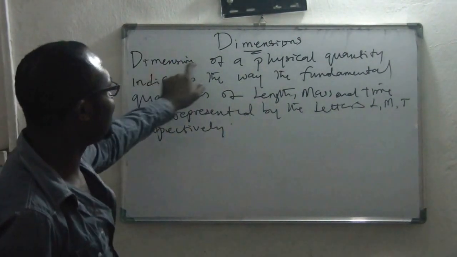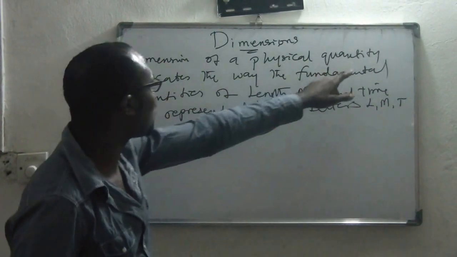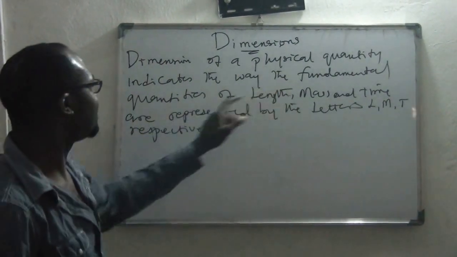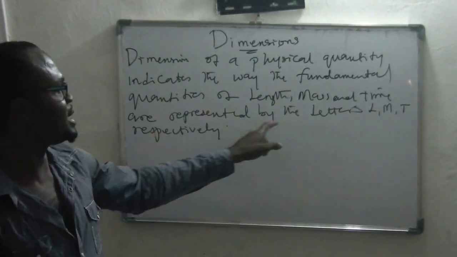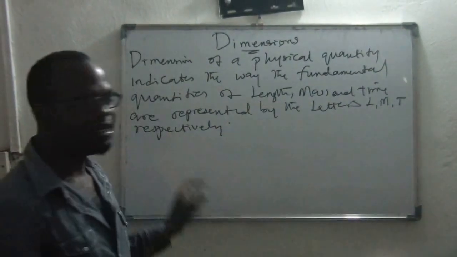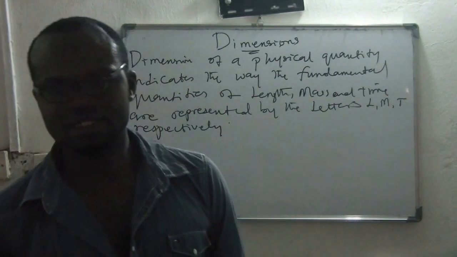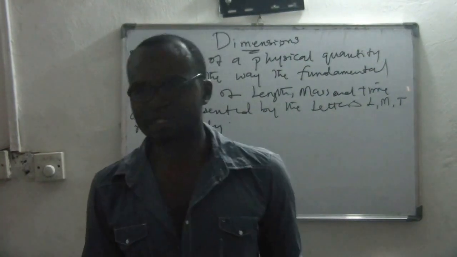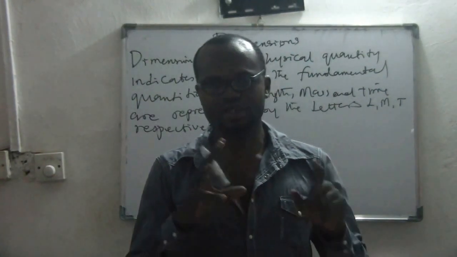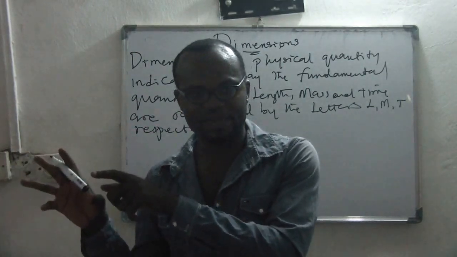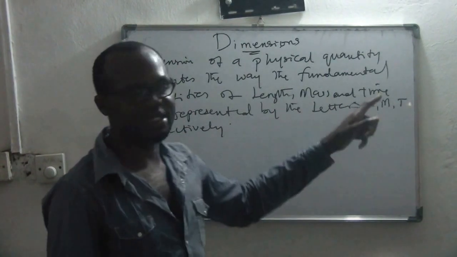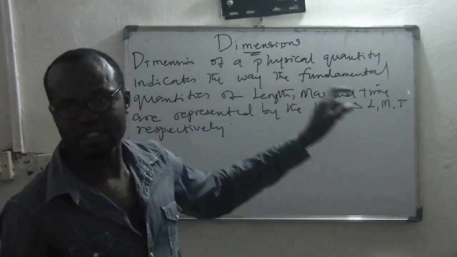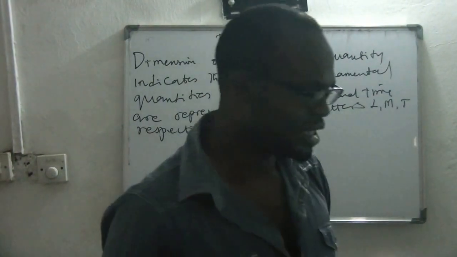So dimension of any physical quantity indicates the way the fundamental quantities of length, mass and time are represented by the letters L, M, T respectively. You understand? Whenever you have any derived quantity, it is always made up of some fundamental quantity, isn't it? So the way they are arranged, using the letters L, M, T, indicates the word dimension. Is that clear?